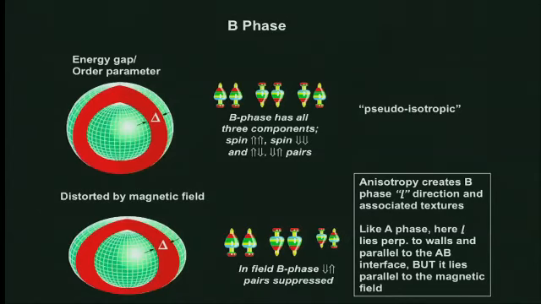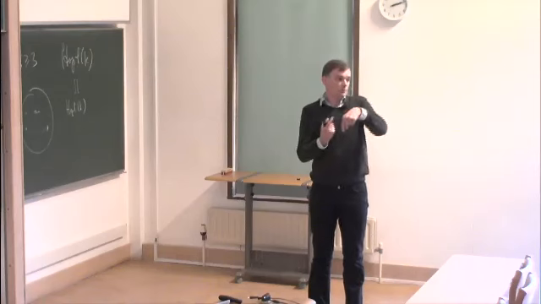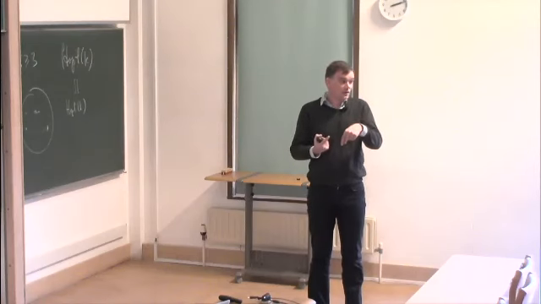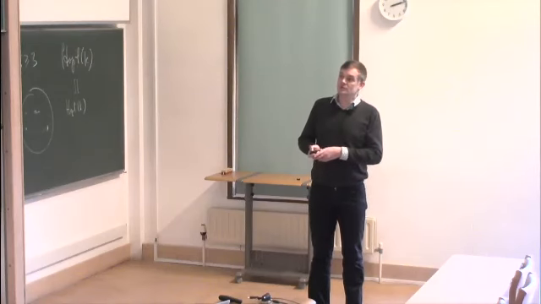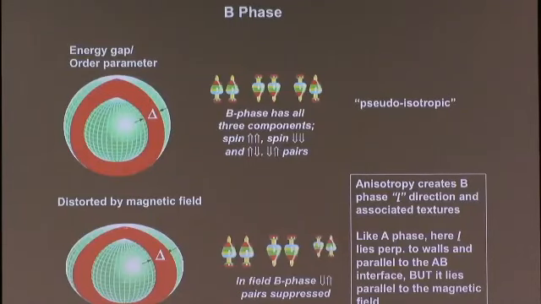There's an isotropic gap in every direction in momentum space. We're going to mess that up by putting a magnetic field on. A magnetic field will suppress the up-down spin pairing because they can't be magnetized. The result of that is that you squash the energy gap along the direction of the magnetic field.